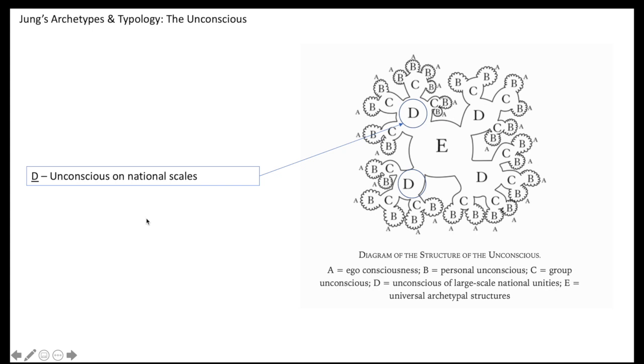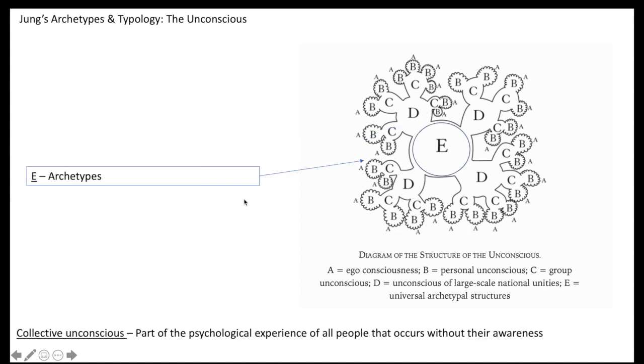And then once we get to D, if we go a layer deeper, then we get to the unconscious on a national scale. Okay, so this would be like a country. So hundreds of millions of people. And then if we go a layer deeper, then we get to archetypes.